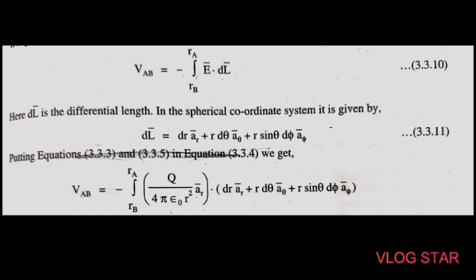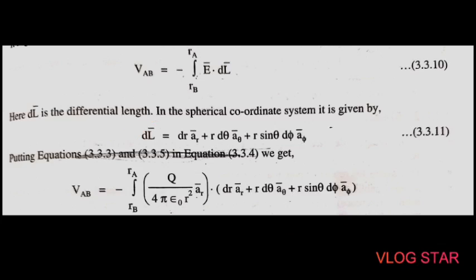Okay, now after that we have to put here the value of E bar, that is Q upon 4 pi epsilon 0 R square into AR bar, and dl bar is also given. So we have to put all these equations in this equation number 3.3.10, that is V of AB is equal to minus of integration RB to RA, as it is, value of E bar is Q upon 4 pi epsilon 0 R square into AR bar into dl bar as it is.